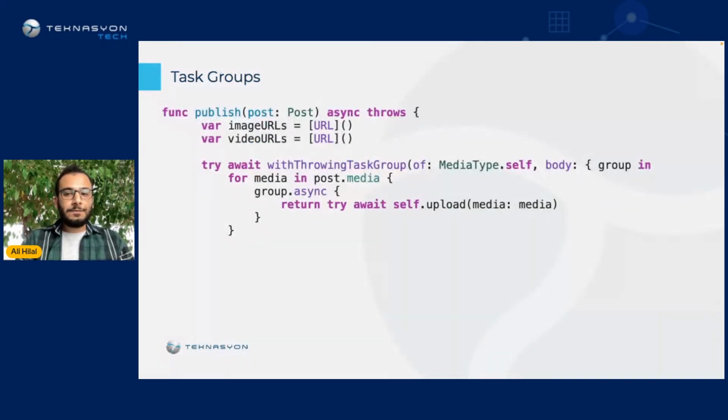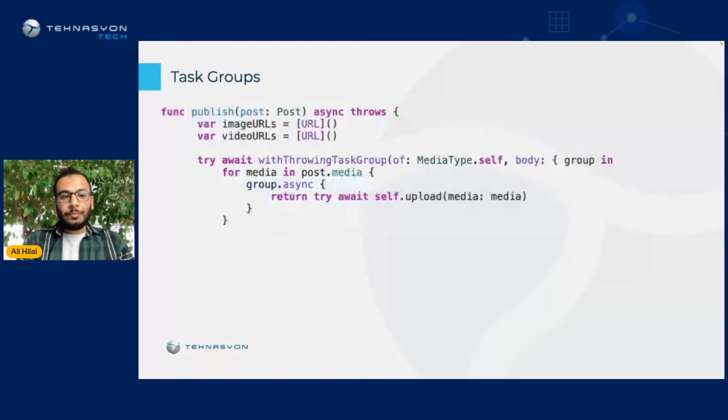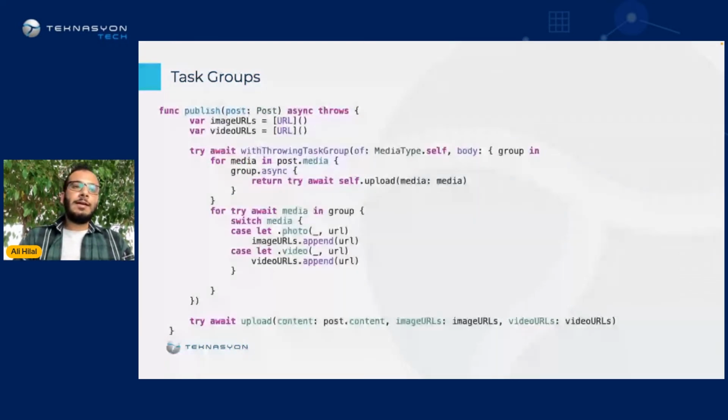Now, instead of returning a URL, the task group now returns a media type. Now, we kick off an upload operation, a media upload operation. We await it. Then when the upload operation completes, we switch over the media type and append the photo URLs and video URLs accordingly. Now we really achieved a good level of concurrency.